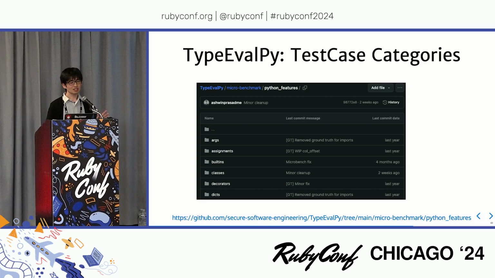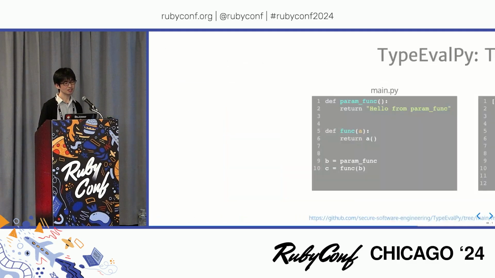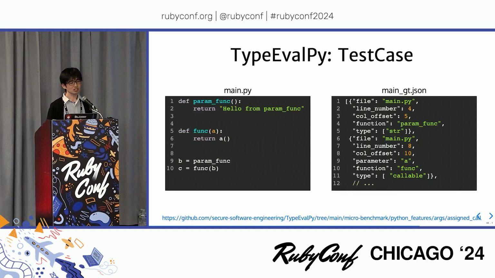Now, let's look at the detail of the test cases. Under the test case directory, they are categorized by Python features such as args, assignments, classes, decorators, and so on. Each test case consists of a small Python code and a JSON file which describes the expected types. It's very simple.